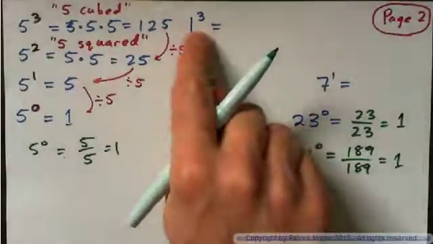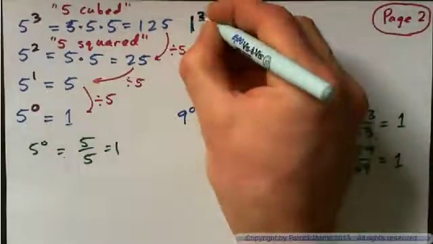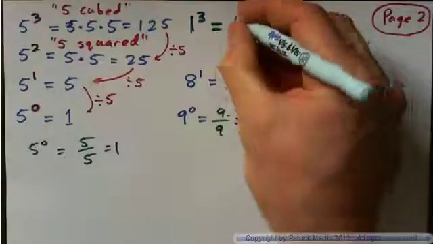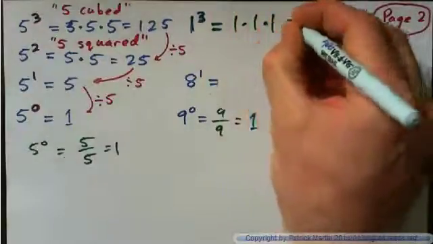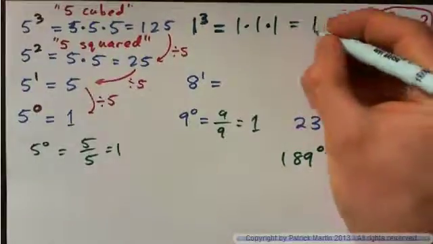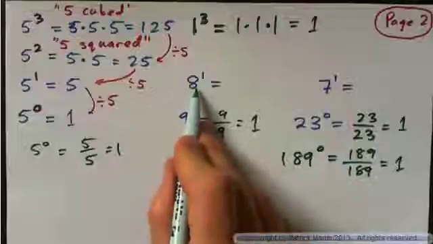Okay. So let's do these guys. What's 1 to the power of 3? 1 to the power of 3. Write down the answer. 1 to the power of 3 is 1 times itself 3 times. What's that? Is it 1? Yep.